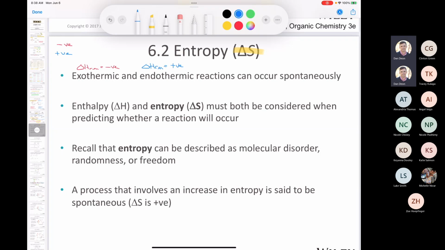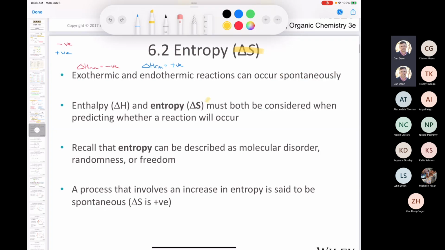And so in order for us to determine whether a reaction is going to be spontaneous or not, we have to take into account both enthalpy and entropy. We've got to examine both of those things. And I know that many of you are ahead of me and are already thinking, yeah, no problem, I got it, Gibbs free energy. But before we get there, let's talk about entropy a little bit more. I want you to remember that entropy can be described as molecular disorder, randomness, or freedom, and a process that involves an increase in entropy is one where our delta S is going to be positive.